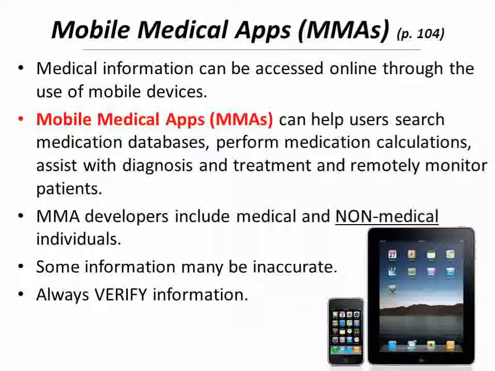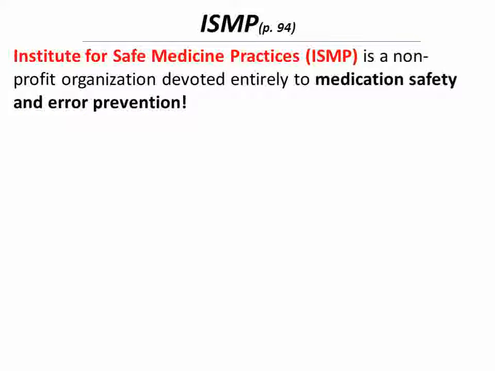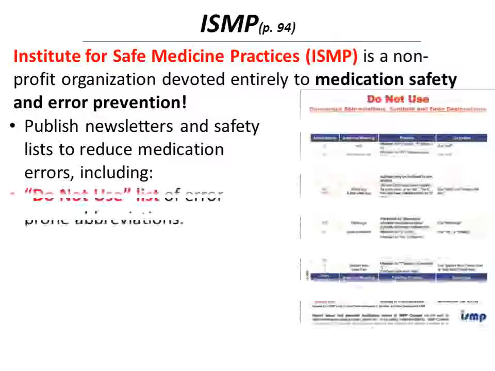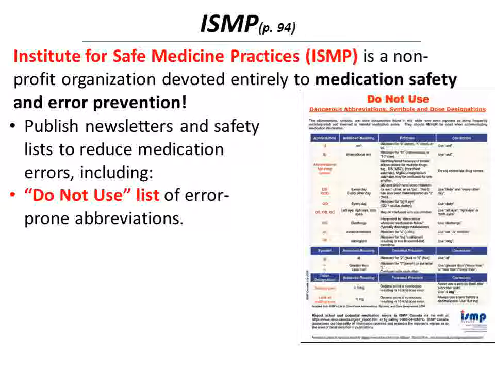The Institute for Safe Medicine Practices is a great resource for anything to do with medication safety. ISMP is actually a nonprofit organization, and their sole purpose is to help reduce medication errors. They publish newsletters and safety lists to help us make sure we are choosing the right medication when we are filling a script. One of their best-known publications is the Do Not Use list of error-prone abbreviations.